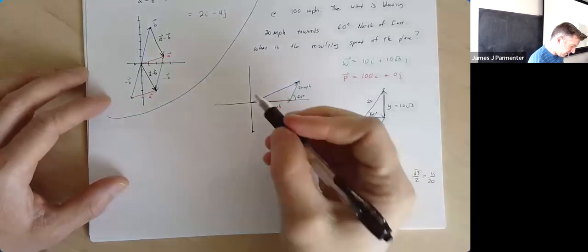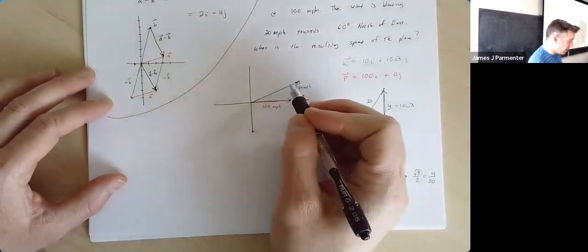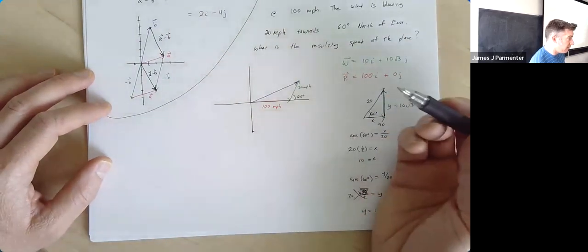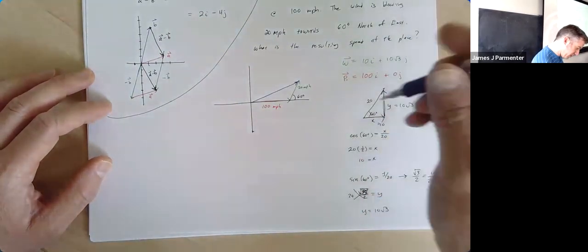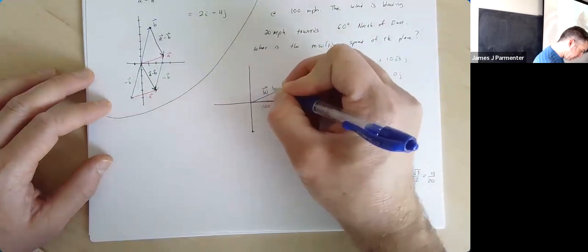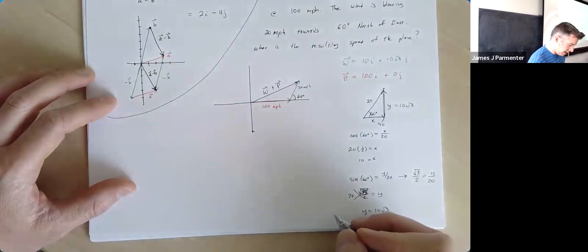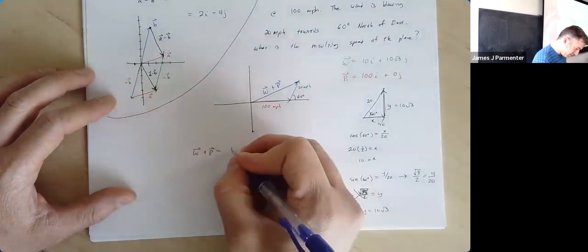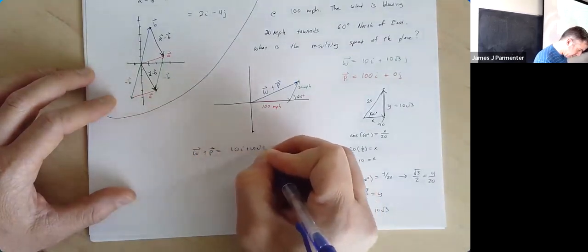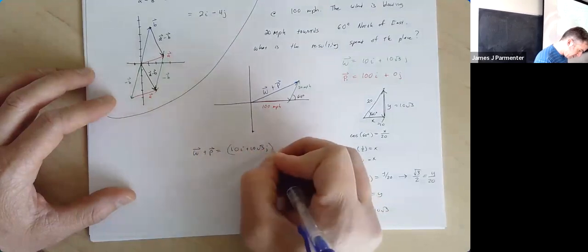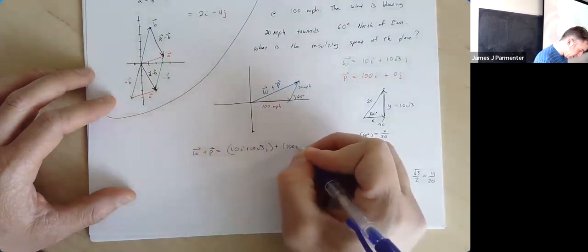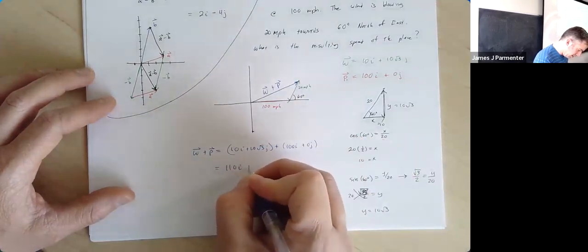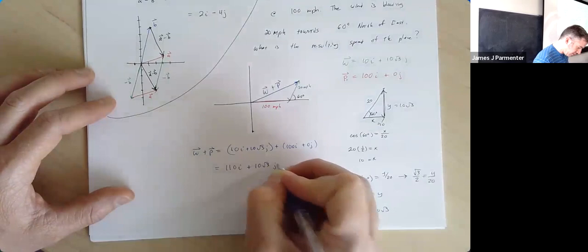Okay, so now if I want to find this resulting vector's length, I'm going to add these two vectors together and then find the magnitude of that vector. This vector up here is the wind vector plus the plane vector. And adding those vectors together, I get 10i plus 10 root 3j plus 100i plus 0j. In other words, I get 110i plus 10 root 3j.